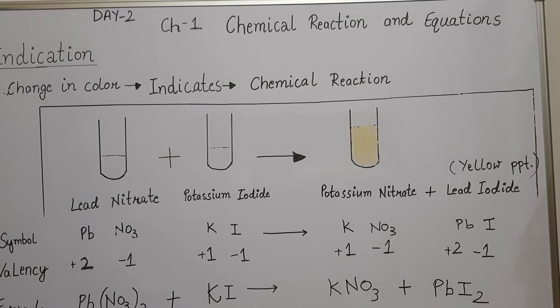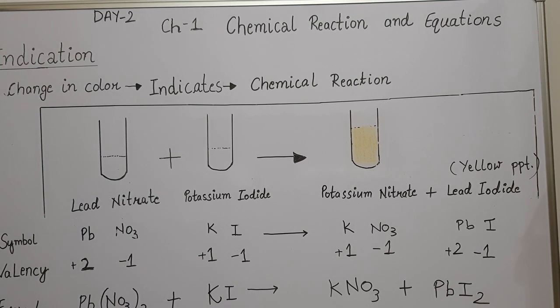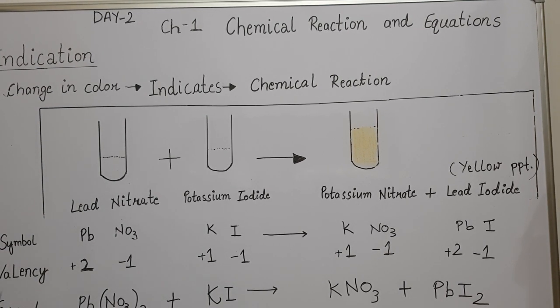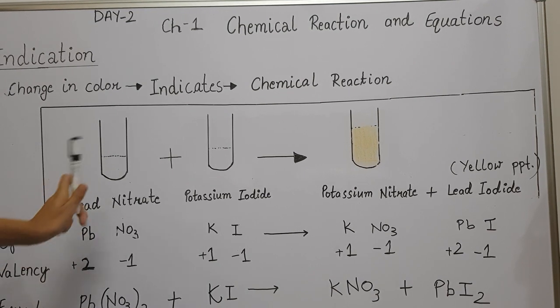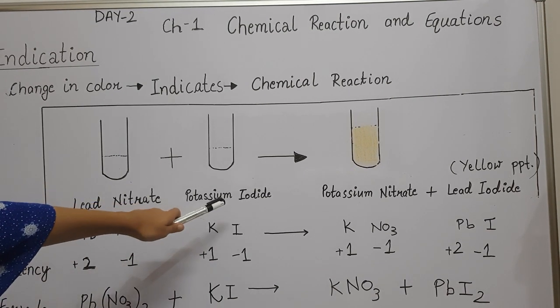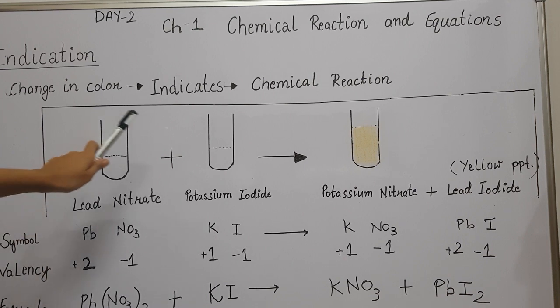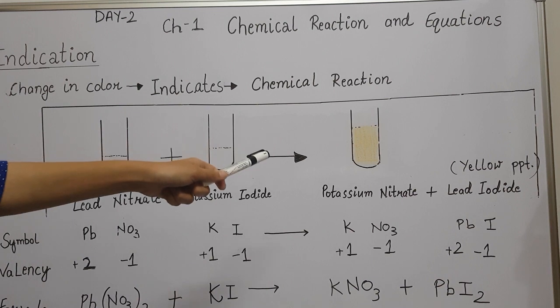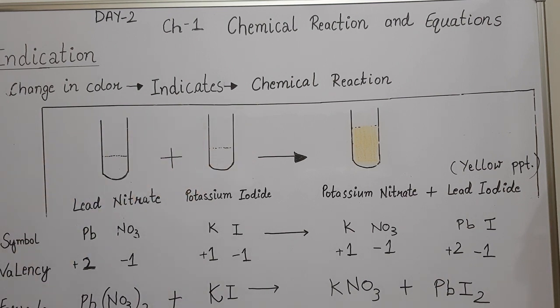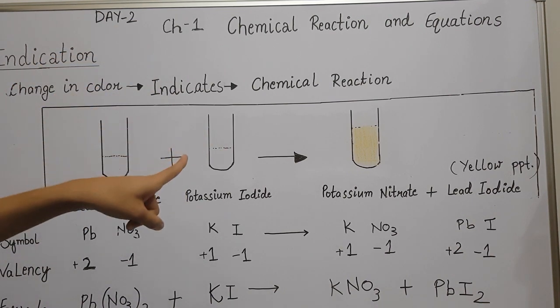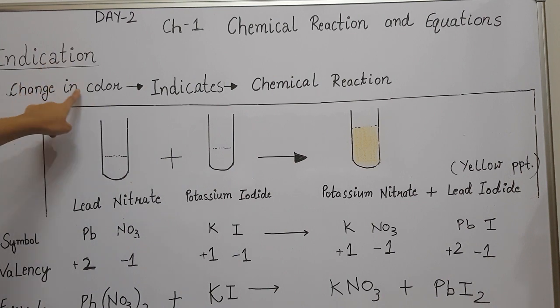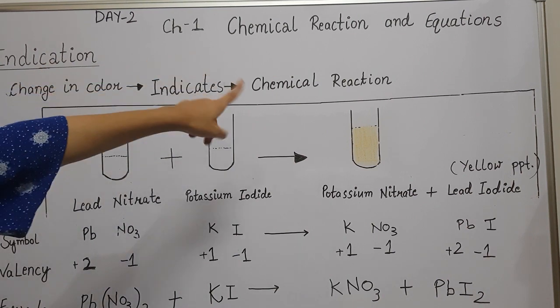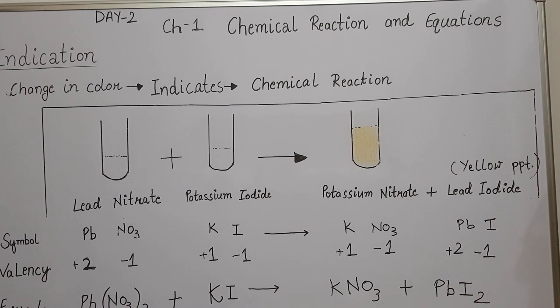Let me explain this with the help of an example. We have two test tubes. One contains lead nitrate, another contains potassium iodide. Both are colorless. But when you add potassium iodide into lead nitrate, a yellow colored substance is obtained. As you see, a colorless substance is converted into a yellow substance. So this change in color indicates that the chemical reaction has taken place.